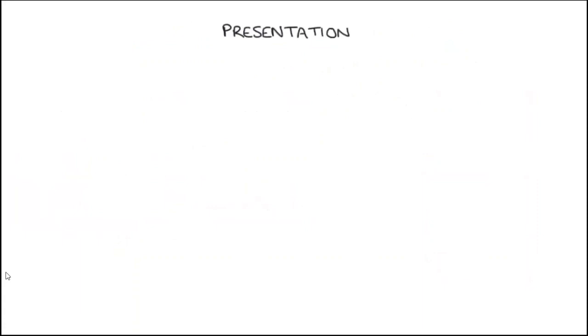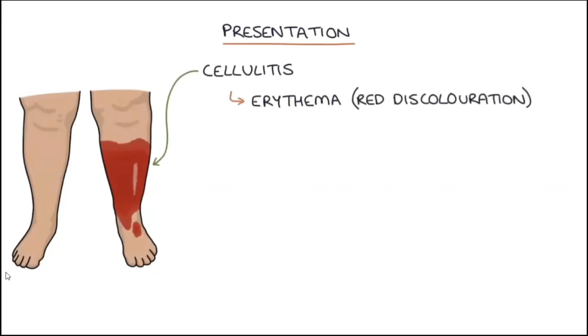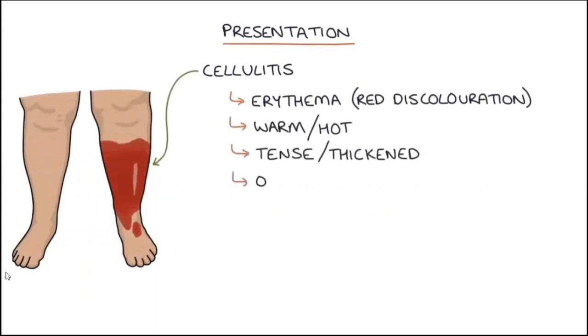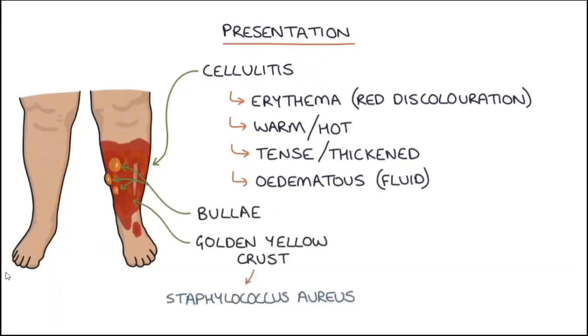How do patients present? Well, the skin will demonstrate changes of cellulitis and soft tissue infection. These key changes are erythema, or red discoloration of the skin. The skin can be warm or hot to touch. It can be more tense and thickened. It can be edematous, with fluid collecting on the skin. And when fluid-filled blisters develop, these are called bullae. A characteristic golden yellow crust can be present and indicates Staphylococcus aureus infection. Remember that Staph aureus causes this golden yellow crust.